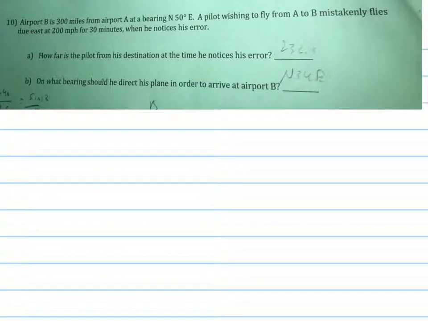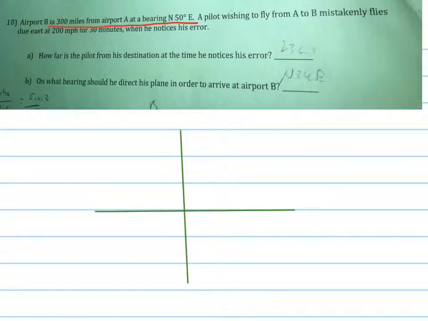All right, let's do another bearing problem. It says airport B is 300 miles from airport A at a bearing of north 50 east. One of the keys to this is always drawing a new coordinate axis at every point to make sure that you're keeping things straight.